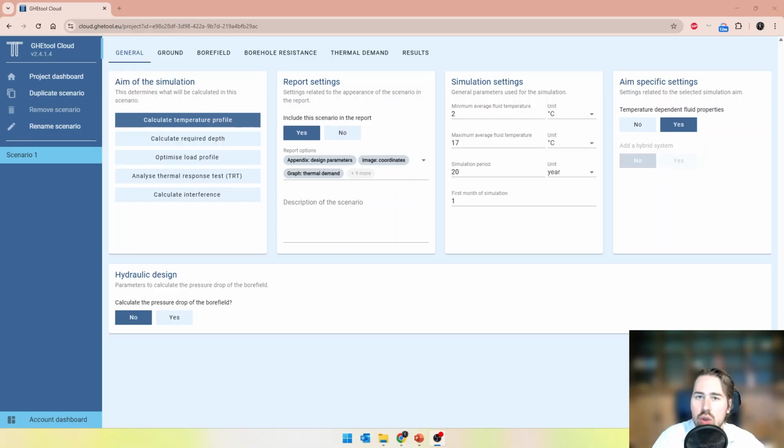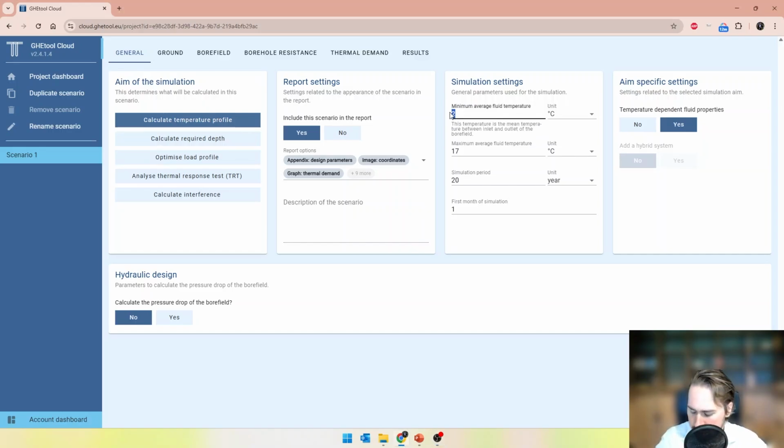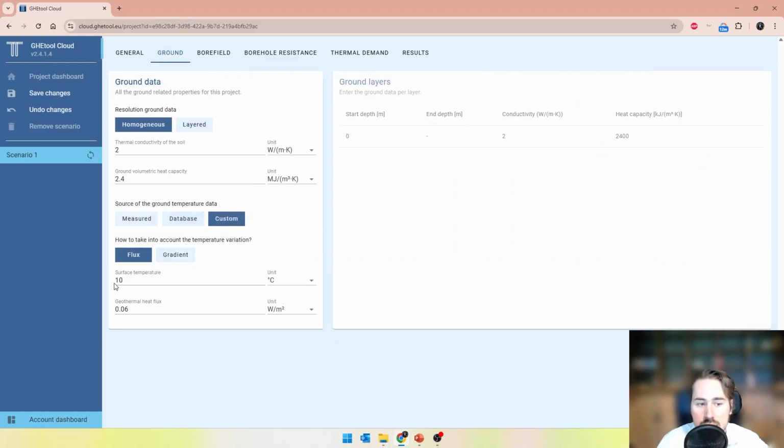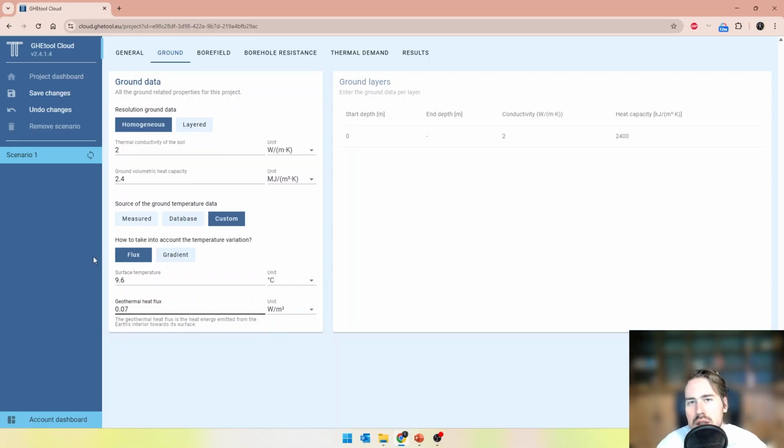So here we are in GHGTool Cloud. I created a new project. So before we start, let us fill in all the required information we discussed before. So let's use 0 degrees and 25 years as a simulation period. For ground parameters, we had ground surface temperature of 9.6 with a geothermal heat flux of 0.07. Now, it can be that this information is not available for your project, then you can just use a database. But in these exercises, I really want to show you how flexible GHGTool is. So that's why now we're going to enter this manually.